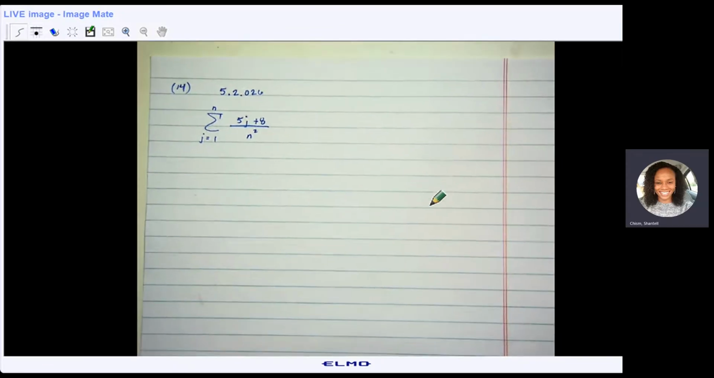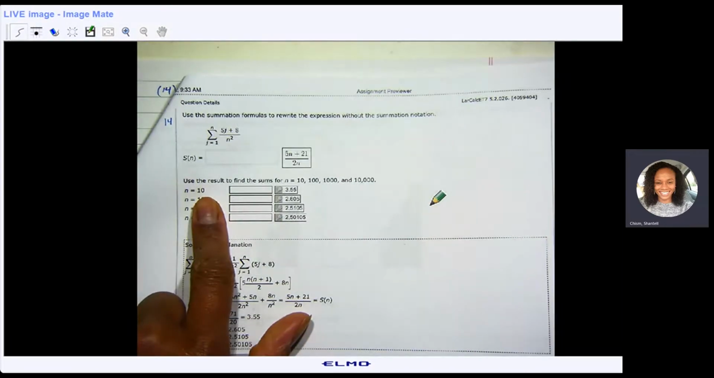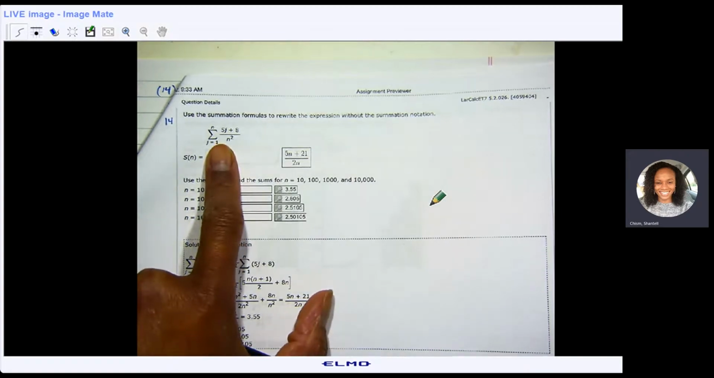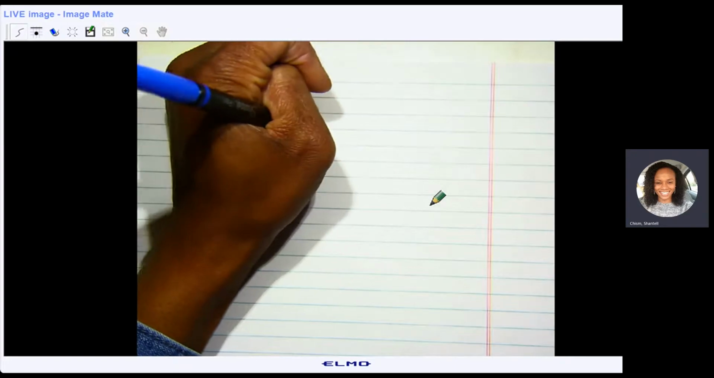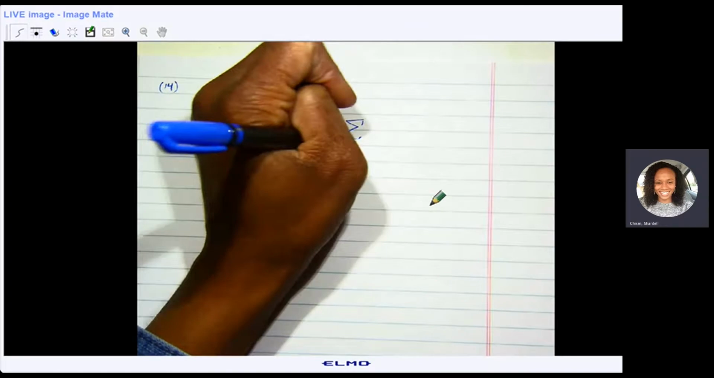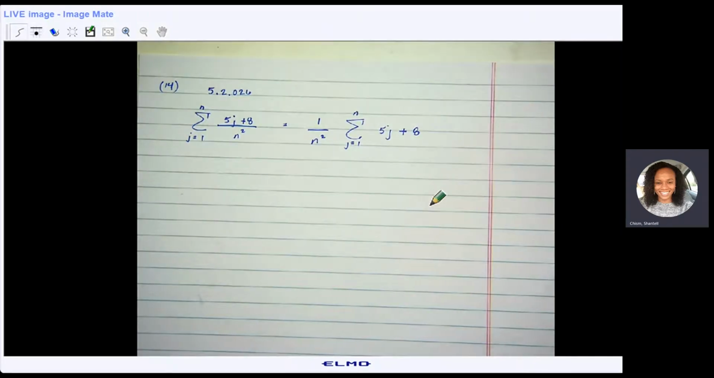All right. So remember, n is basically kind of like your constant. You're going to replace n with these numbers. So that n squared on the bottom, we're going to pull it out front and write it as 1 over n squared since it's on the bottom. Pulling it out front, the summation symbol. And then finding a way to express 5j plus 8 without a summation symbol. And we shouldn't have any problem doing that.